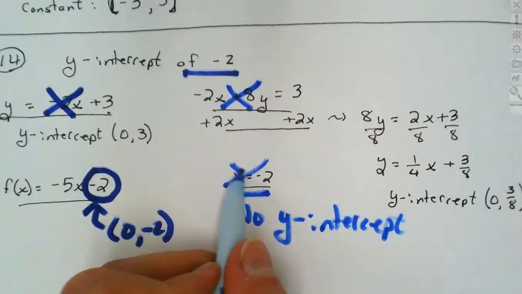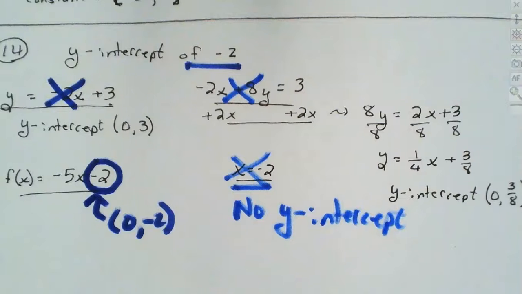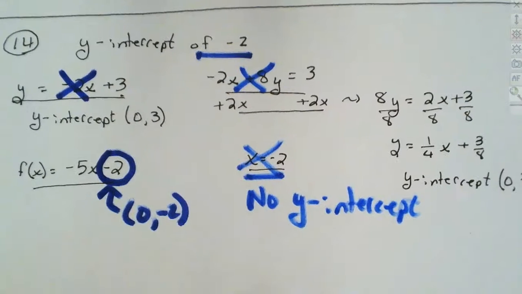So that one doesn't work either. So the only one that has that y-intercept of a negative 2 would be what? Would be C.